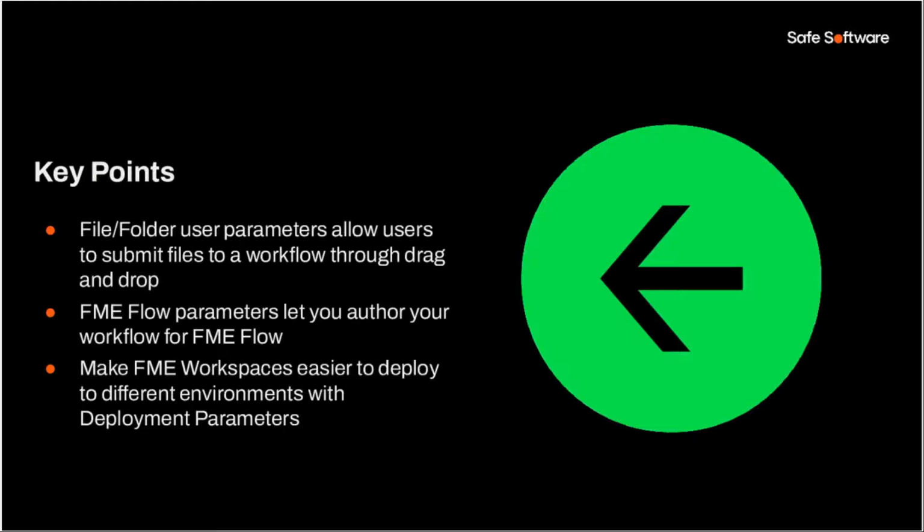So let's look at some of the key points and the key takeaways from that demo. The file folder user parameter allows users to submit files to a workflow through drag and drop. It renders differently in FME Flow versus FME Workbench. FME Flow parameters let you author your workspace for FME Flow. And you can make workspaces easier to deploy to different environments with deployment parameters.